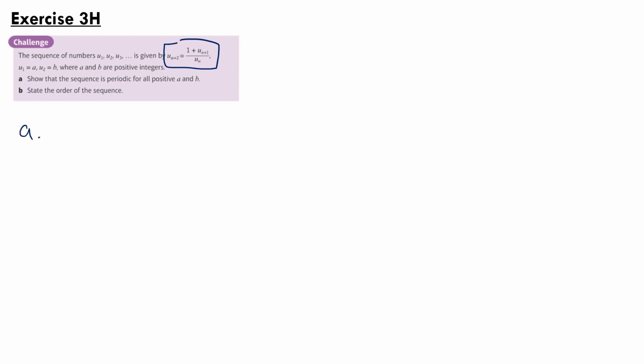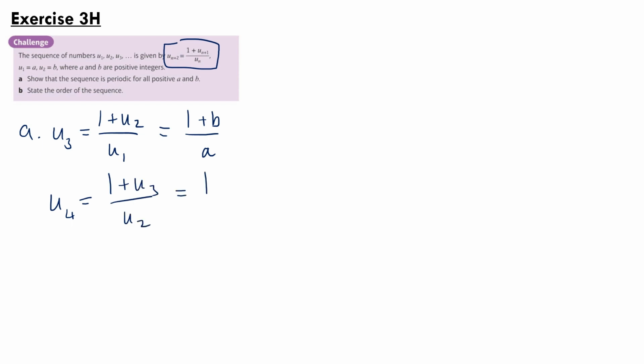So if we have a go at trying to find u3, that is going to be equal to 1 plus u2 over u1, so that equals (1 + b)/a. Now if we look for u4, that's going to be (1 + u3)/u2. So that gives us (1 + (1 + b)/a) all over u2, which is b. If we multiply top and bottom by a to get rid of the fraction on the top, we're going to have (a + 1 + b)/(ab).